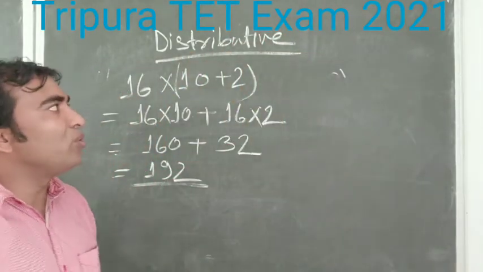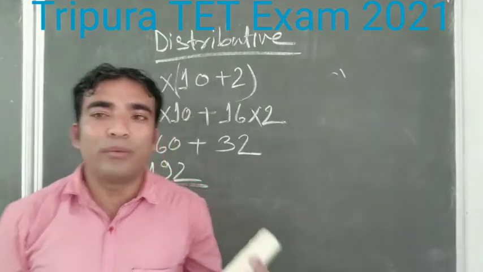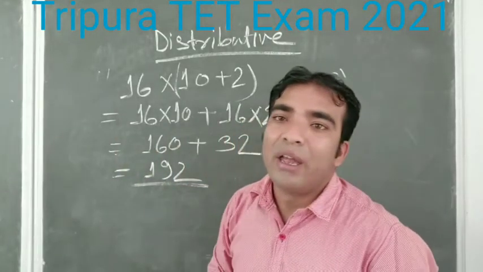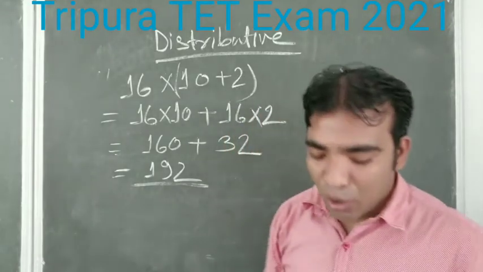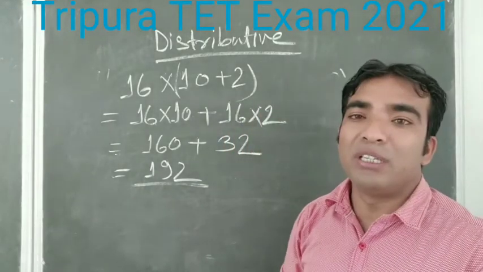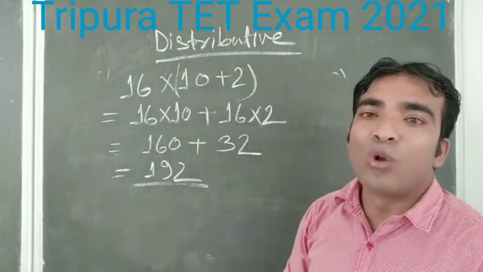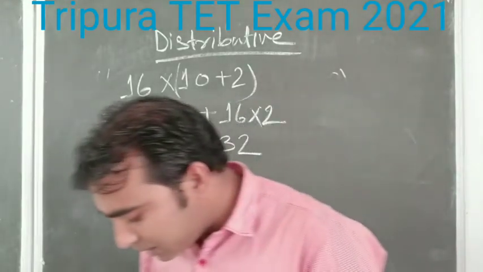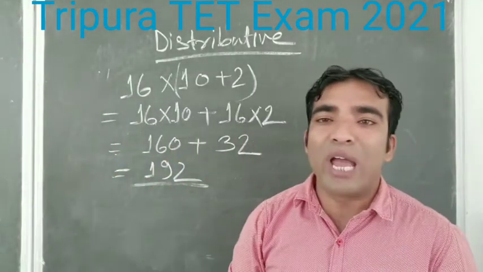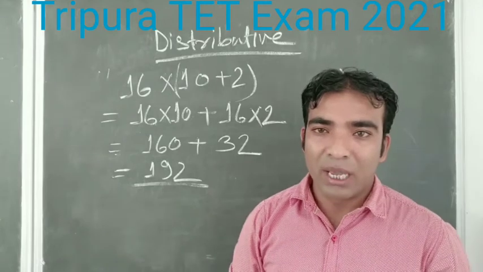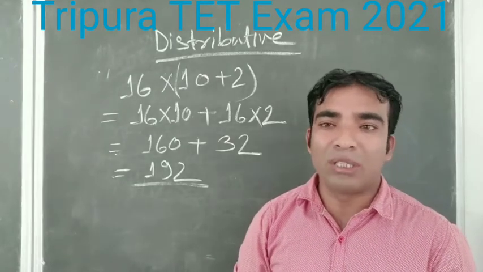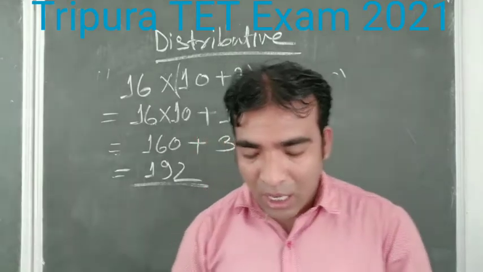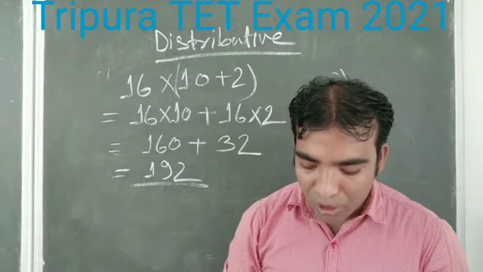To solve any question in maths, first of all, we have to make a clear idea about all these properties: the commutative property, associative property, distributive property and closure property. If all these properties are clear to you, you can easily do any calculation with any numbers, maybe whole numbers or natural numbers. And this is all for today.